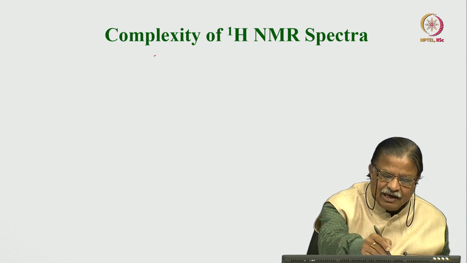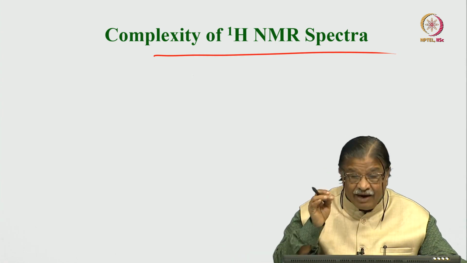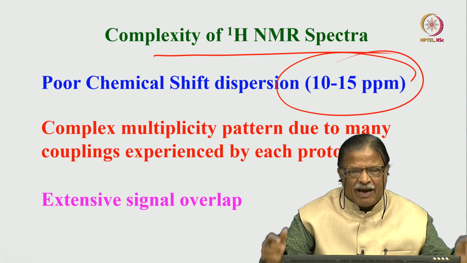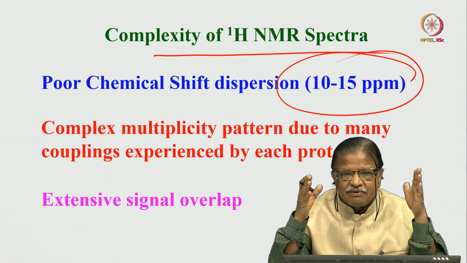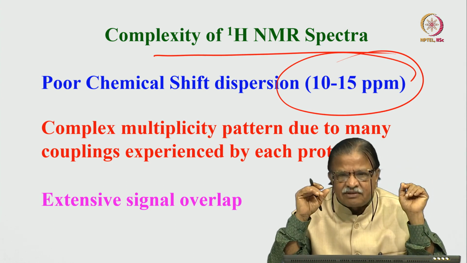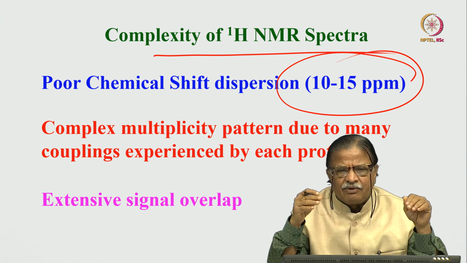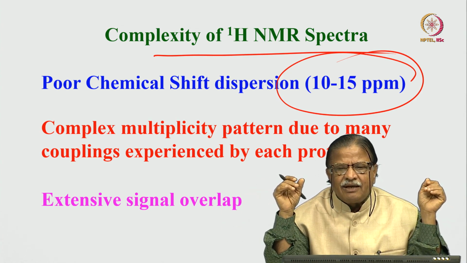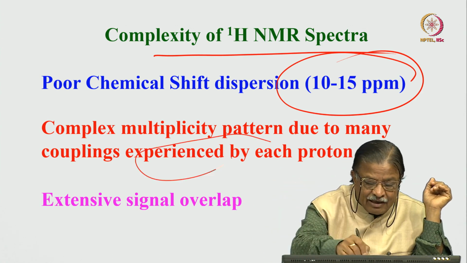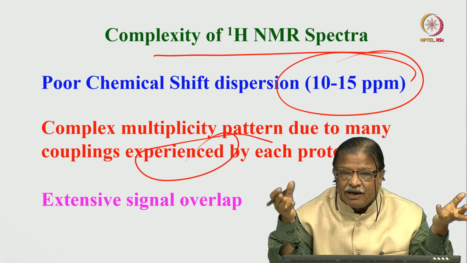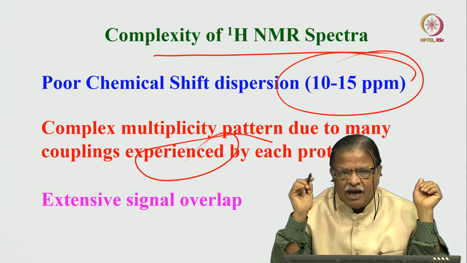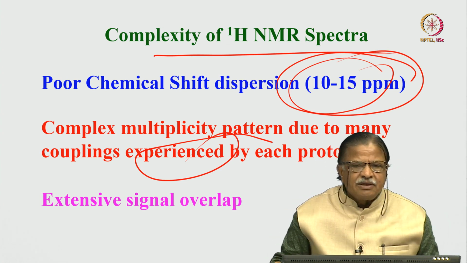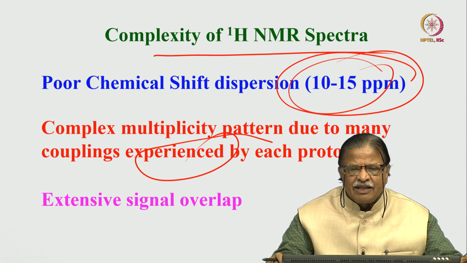So, we will start with looking at the complexity of the 1H NMR spectra. Why does the complexity come? First thing, chemical dispersion is very small, about 10 ppm maximum. In a 10 ppm range, let us consider a 500 megahertz spectrometer. 10 ppm is 5000 hertz. In a 5000 hertz range, if you take a reasonably big molecule with at least 10 to 20 or 30 different protons, each of them interacting with other protons, then there will be a lot of complexity because of multiple couplings experienced by each proton. Multiplicity becomes bigger. More and more multiplicity will be there, more and more couplings will be there. And also because of this poor chemical dispersion, there is extensive signal overlap. Signal overlap will be so much, it will be very difficult for you to identify the chemical shifts.